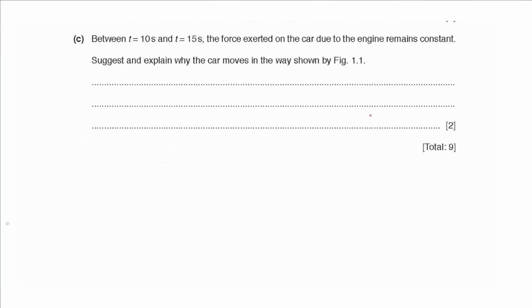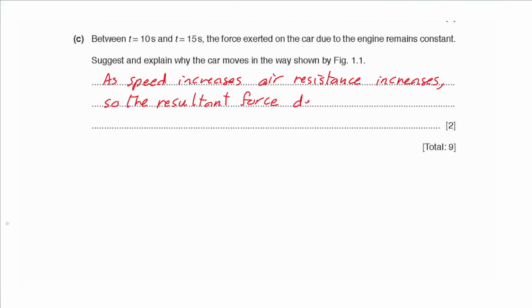Question C says between t equal 10 seconds and t equal 15 seconds, the force exerted on the car due to the engine, which is a forward force, remains constant. Suggest and explain why the car moves in the way shown by figure 1.1, decreasing acceleration. That can only be caused by a decreasing resultant force. But what decreases the resultant force if the forward force is still the same or constant? That is because as speed increases, air resistance increases, so the resultant force decreases and acceleration decreases.